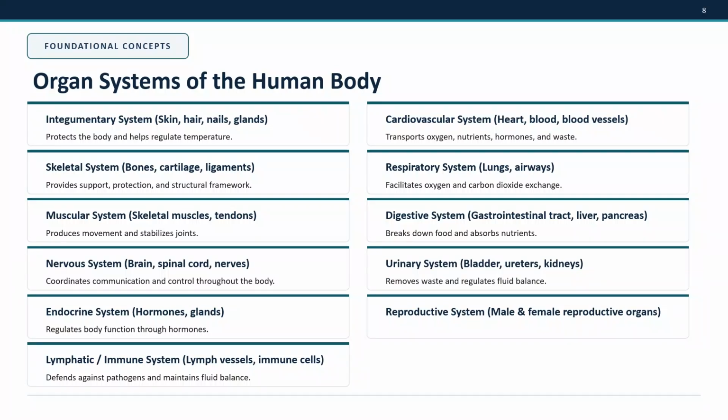Urinary system, bladder, ureters, kidneys. This is going to remove waste, regulate fluid balance. And then finally, our reproductive system made up of the male and female reproductive organs or gonads. This is going to support reproduction and continuation of the species.